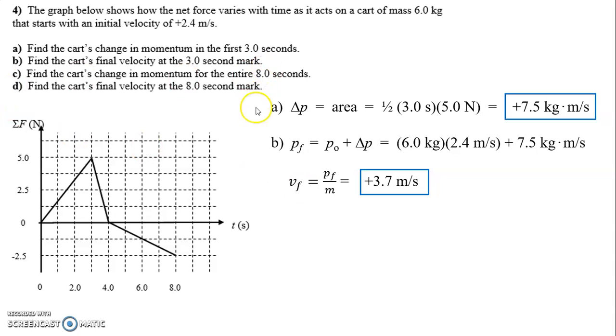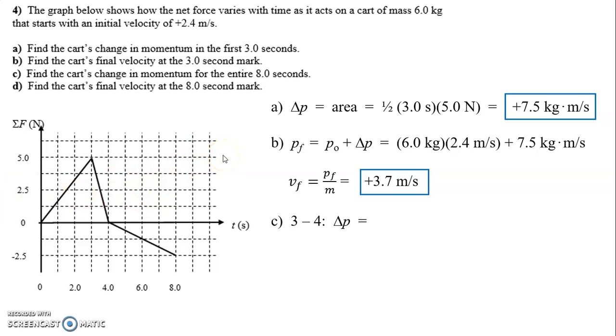Letter C is the change of momentum for the entire 8 seconds. Well, we've already found the area for the first 3 seconds. All that remains is to find the area for the next 1 second, from 3 to 4 seconds, and the area for this chunk of the graph from 4 to 8 seconds. So if you haven't yet, pause the video and do that on your own. So we'll break it down. In letter A, we already found the change of momentum for the first 3 seconds.